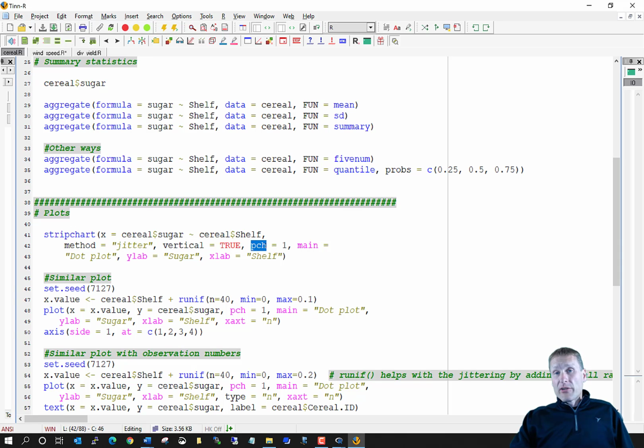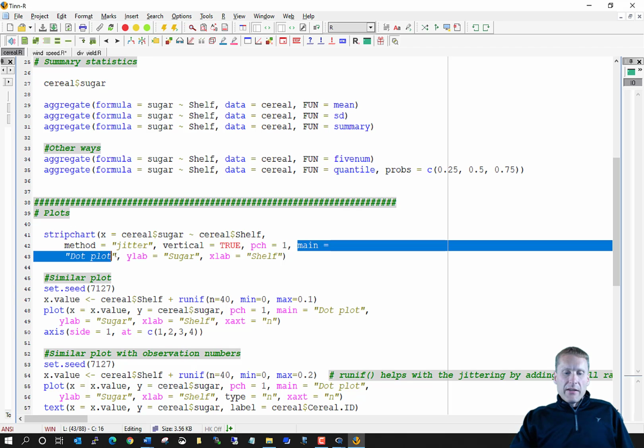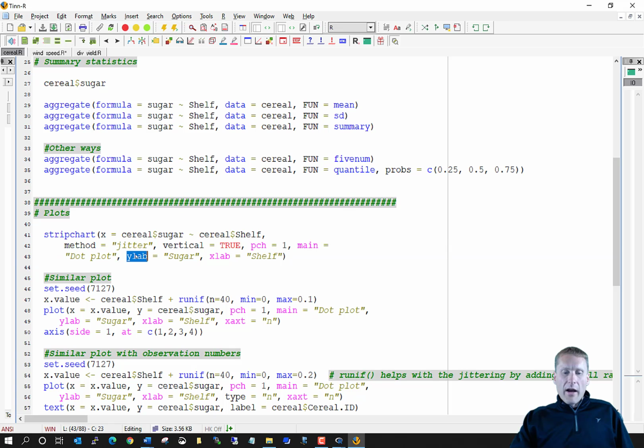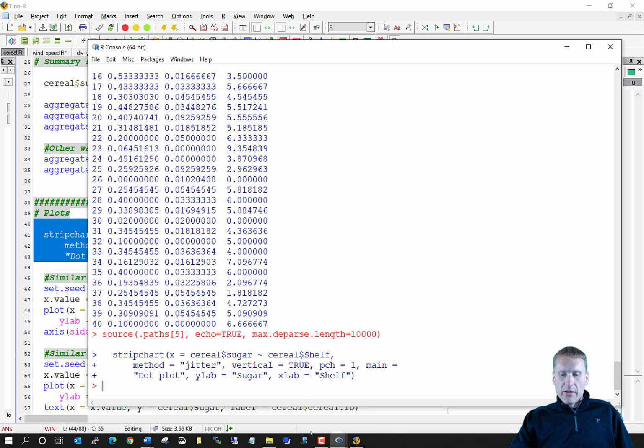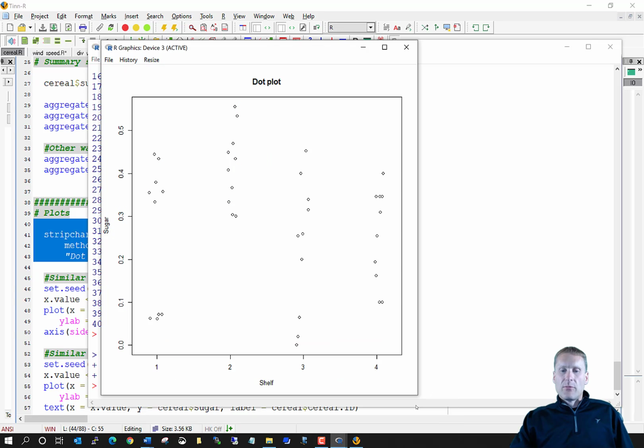PCH, if you remember, corresponds to plotting character. Plotting character 1 is the open circle. Make sure you understand why we prefer to use open circles rather than closed circles, meaning filled in circles, on a plot. Then my main title for my plot, y-axis label, x-axis label. If we run that, then we get the actual plot that we just saw.